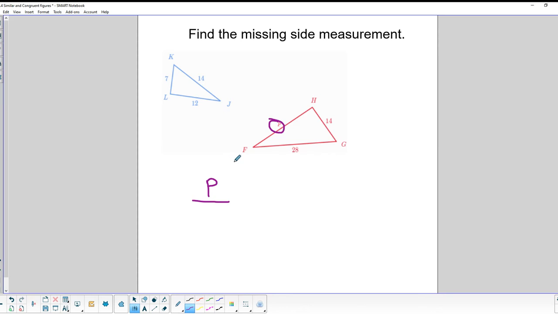So if you look at, we're going to have to kind of check this out. If you notice that 7 is half the size of 14, and 14 is half the size of 28. So that means that this P has to be twice the size of 12. Since all of these are half as big as these, if I times that by 2, I get P equals 24. All right, so good.